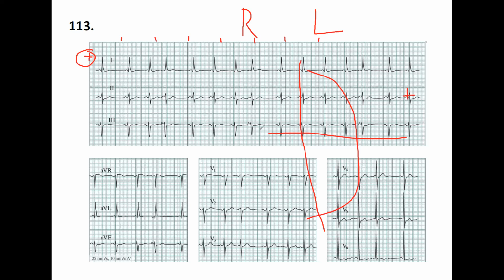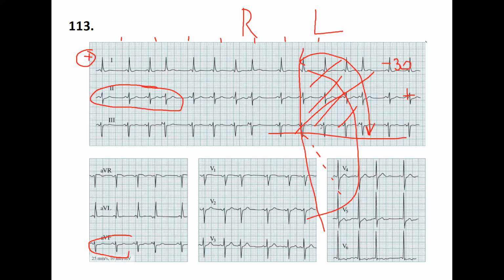Next one, aVF. Where is aVF? aVF is right here. That's negative, so because aVF is negative, you are somewhere here, between 0 and minus 90. Then look at lead number 2. Lead number 2 is about equiphasic, yes? So it means that it is minus 30.